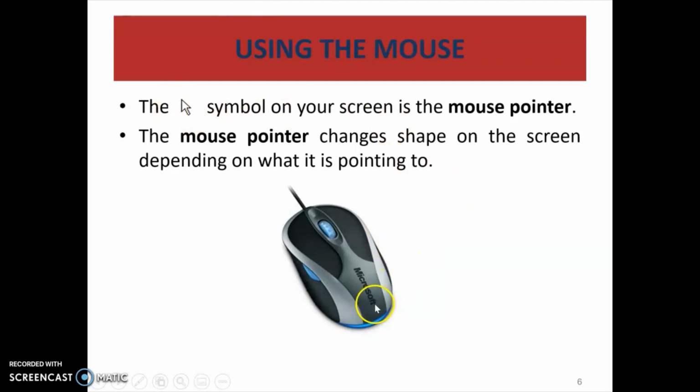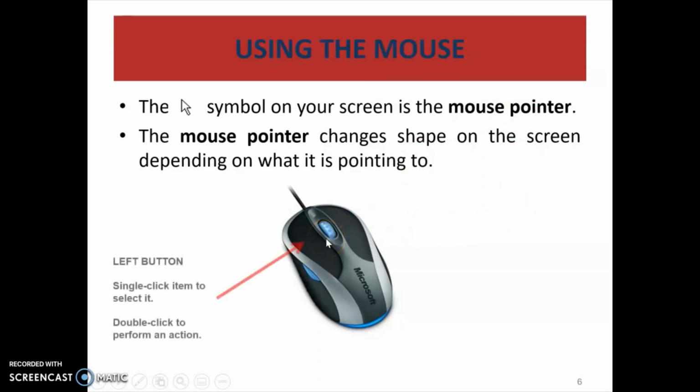You'll see that I am moving my mouse pad, and then there is this symbol, an arrow. We call this a mouse pointer. It moves as I'm moving my mouse. Okay, so it will change shape on the screen depending on what I am pointing to. So you'll see that it will not always be that arrow there.